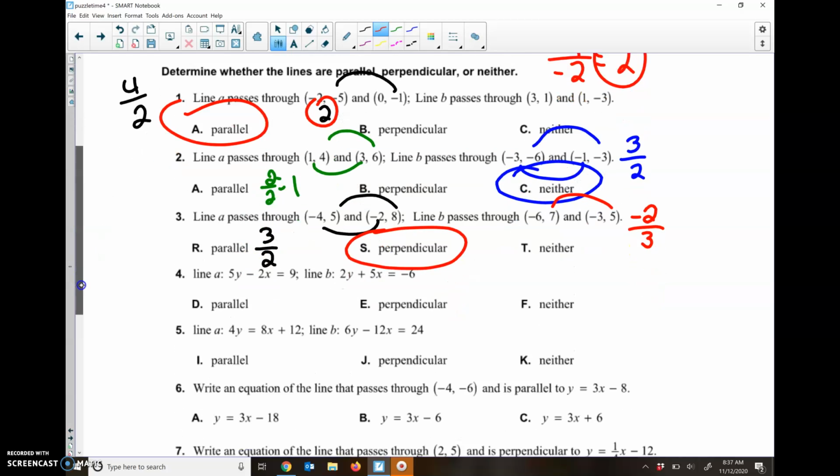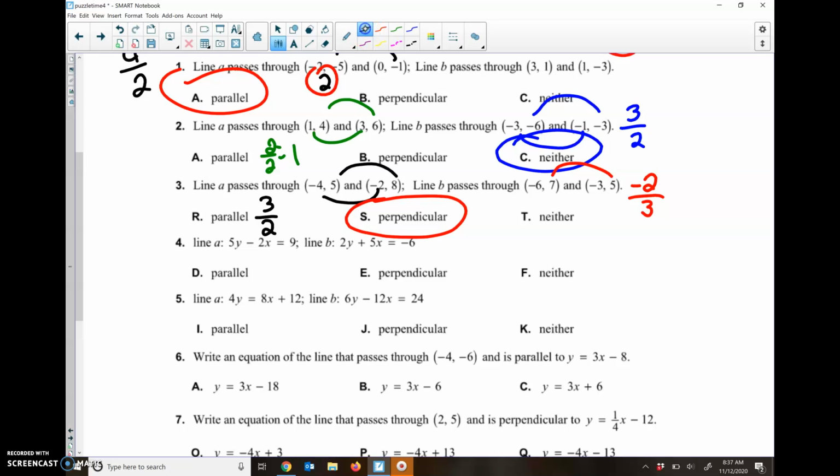All right, 4 and 5, same thing. We need to figure out the slope here. It might take some work for some of these. So I'm going to add 2x to both sides here. So then I get 5y equals 2x plus 9. Divide by 5. Divide by 5. So for number 4, for line A, I get y equals 2/5 x plus 9/5.